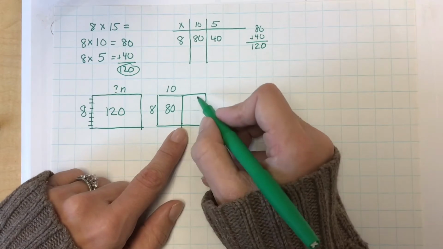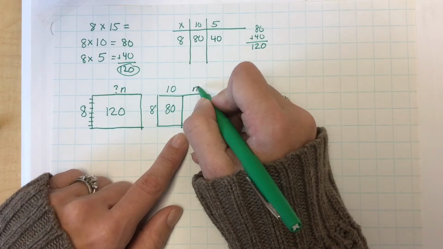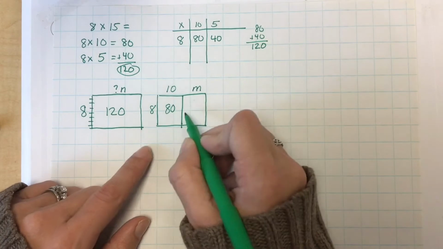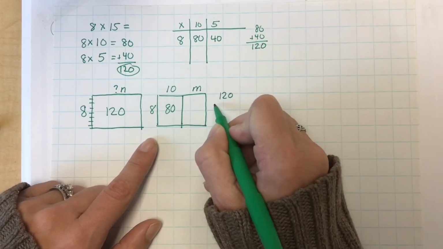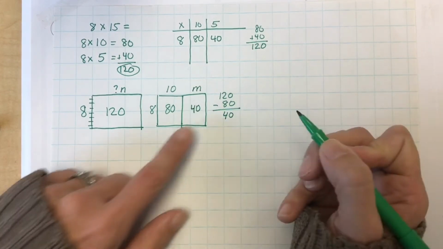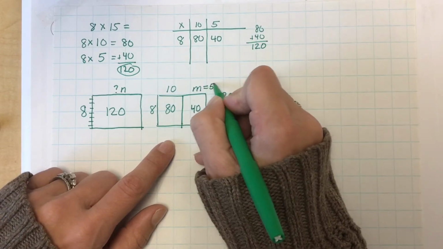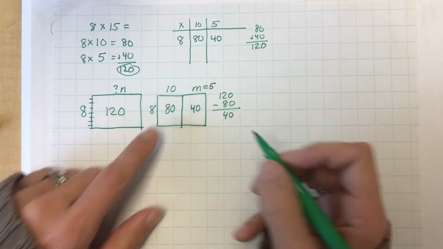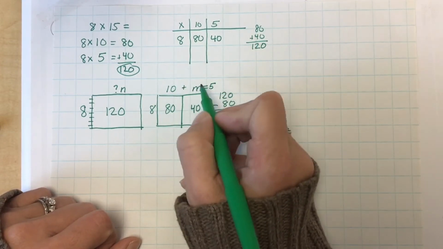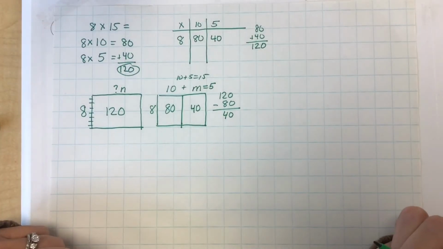So now what I have left, this is our unknown now, right? I'll make this one m because it's different than this whole n. And we don't know what this is, but we know that our total is 120. And if we take out 80, then we have 40 left. So this side must be 40. Well, 40 divided by 8 is 5. So m must equal 5. And if m equals 5, then the whole thing, 10 plus 5, equals 15, which is the same answer that we got from above.